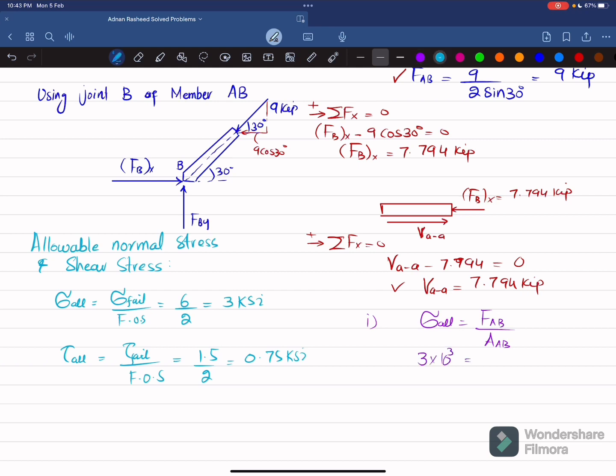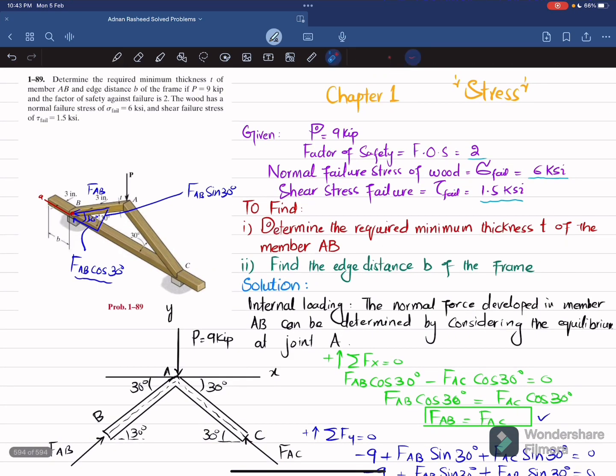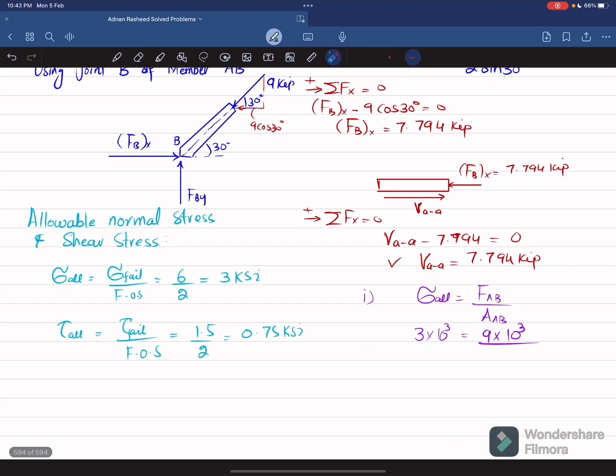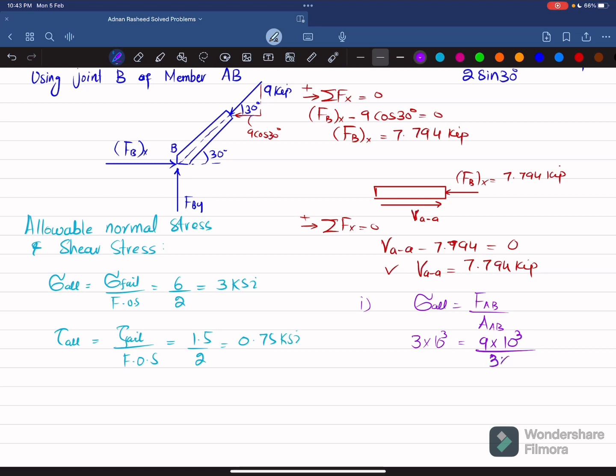So I will write it 9 into 10 to the power 3. Now what is the area of AB? You can see the thickness is this one, which is not known, and the width is 3 inch. So we will use this area is 3 multiplied by T.